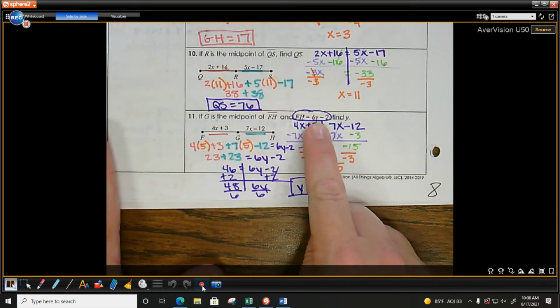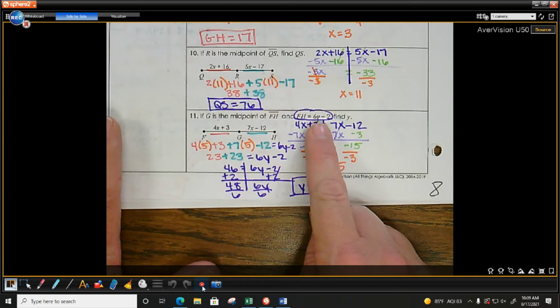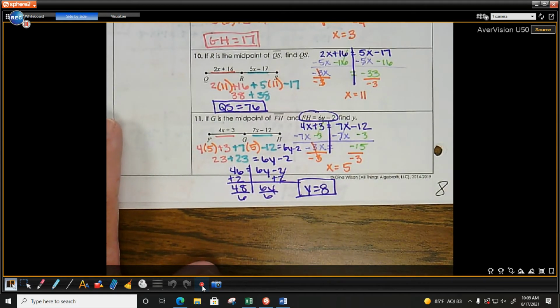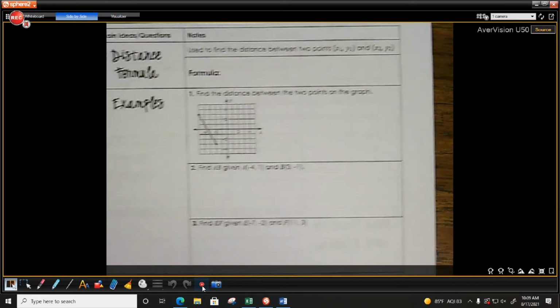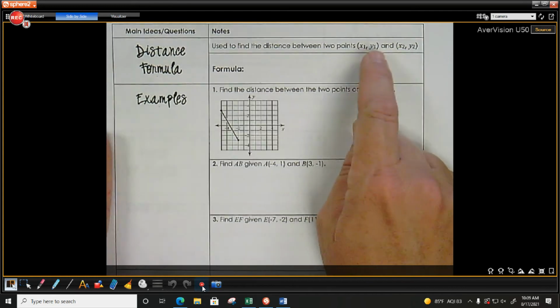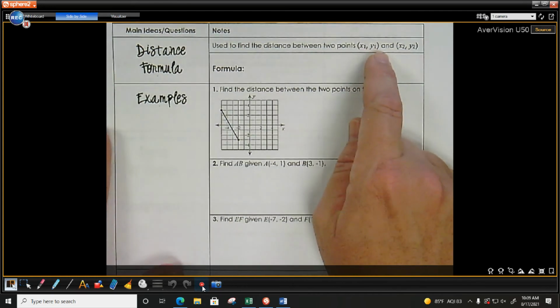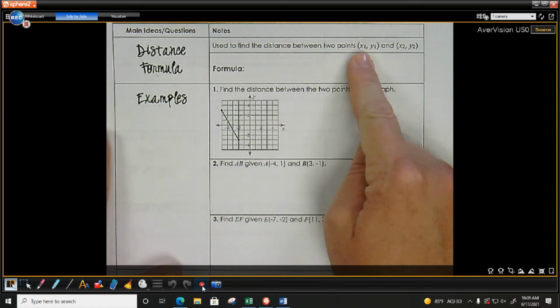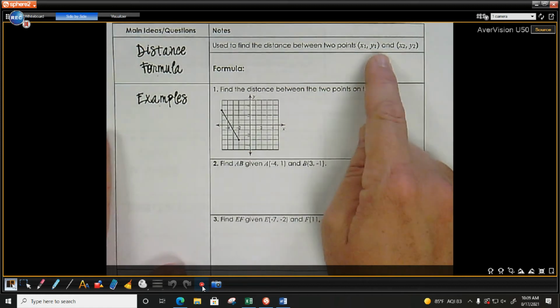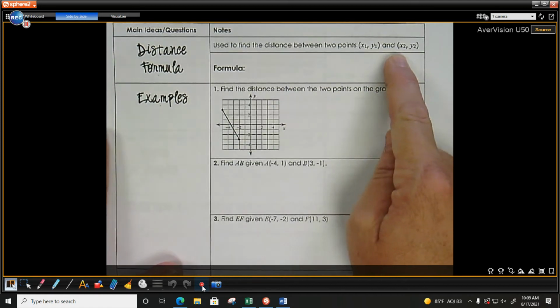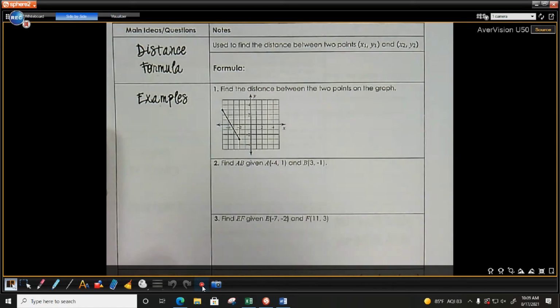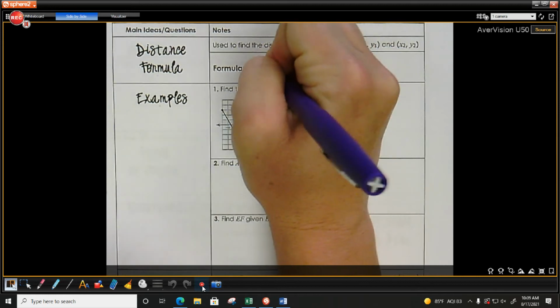Okay, now we're going to go on to doing our distance formula. Remember, I already said this. Those little subscripts, those are not exponents. This is telling me my first point's x value, my first point's y value. My second point's x value, my second point's y value. So the formula for distance is distance equals the square root of x2 minus x1 squared plus y2 minus y1 squared.